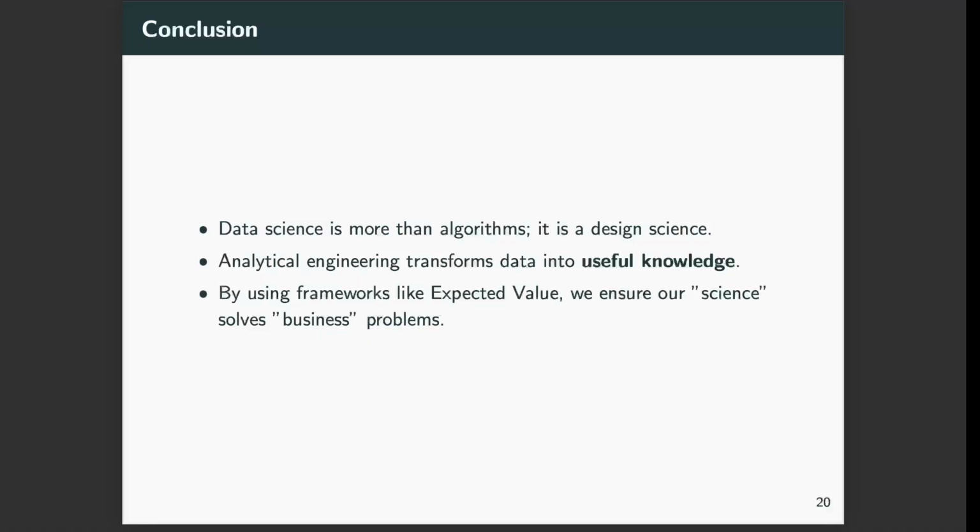Analytical engineering transforms data into useful knowledge, not just information. Useful knowledge that drives decisions and creates value. And by using frameworks like expected value and causal thinking, we ensure that our science genuinely solves business problems, rather than producing technically impressive outputs that sit on a shelf and change nothing.